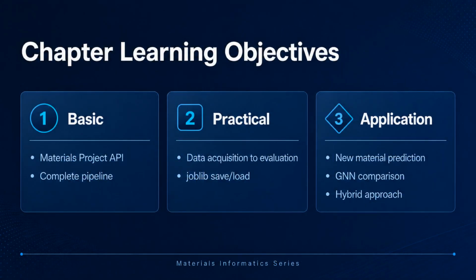By the end of this chapter, you'll master the Materials Project API for data acquisition and implement a complete machine learning pipeline. You'll gain practical skills in data fetching, feature generation, and model training. You'll also learn to compare against GNN baselines and implement hybrid composition plus structure approaches.